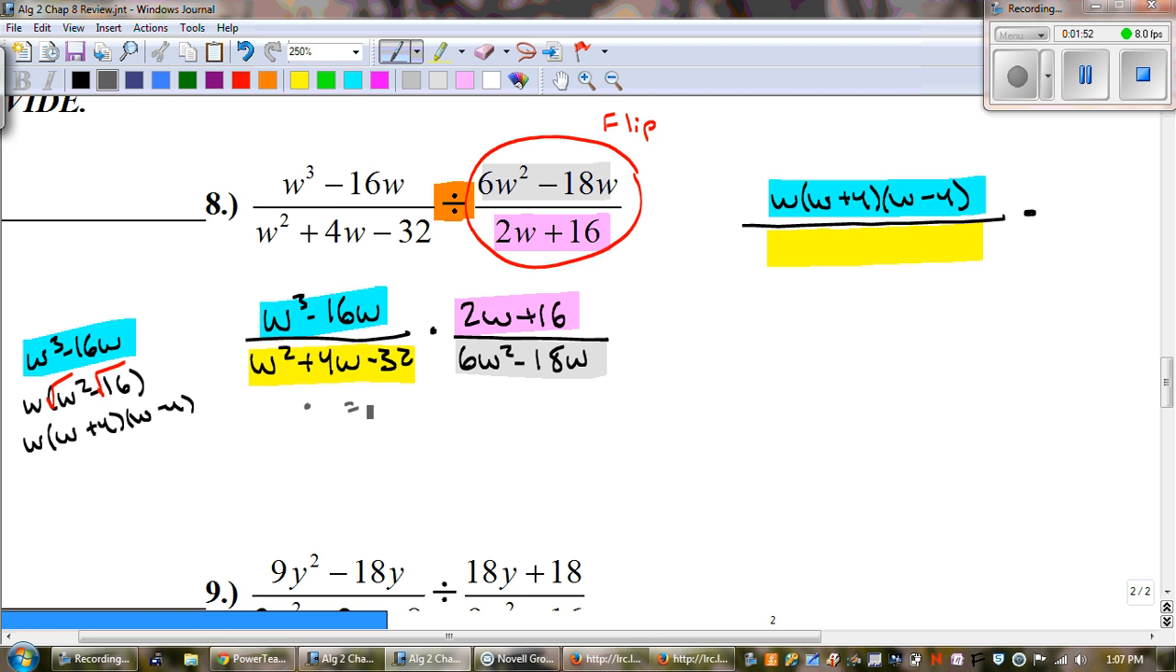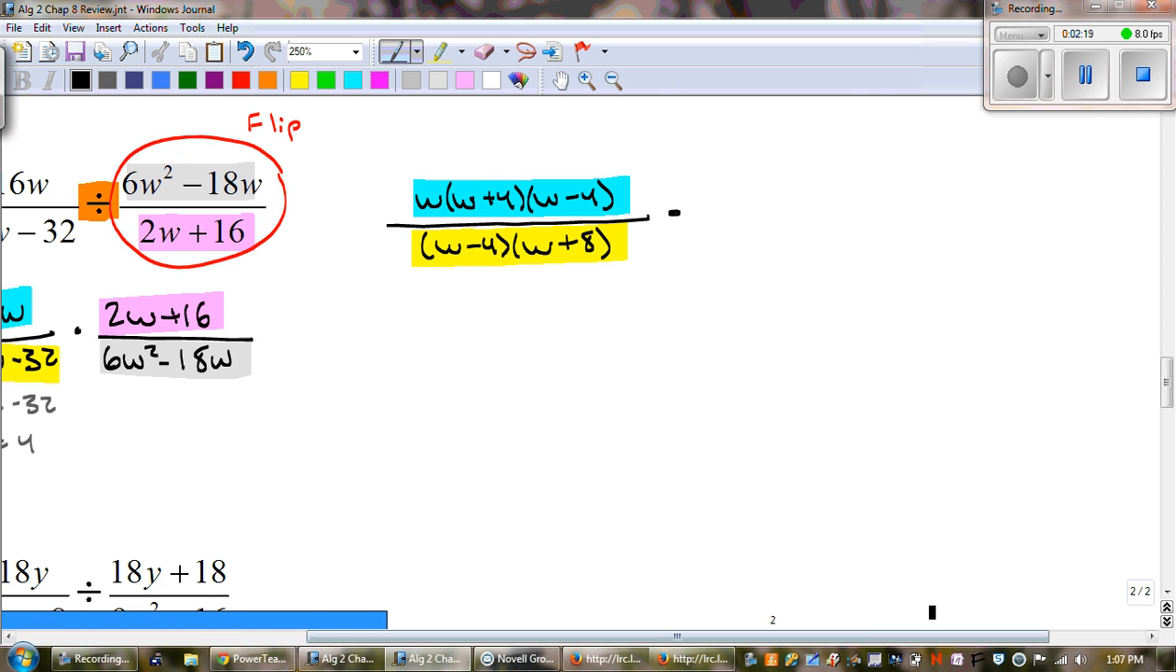I'm looking for numbers that multiply to get negative 32 and add to get positive 4. Those are 4 and 8, except one of them has to be negative, and it's the negative 4. I can go straight to the shortcut here, so we get w minus 4, w plus 8. Even though you can see things that can cancel out, don't do it yet.